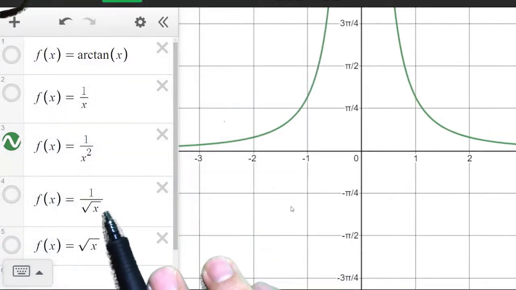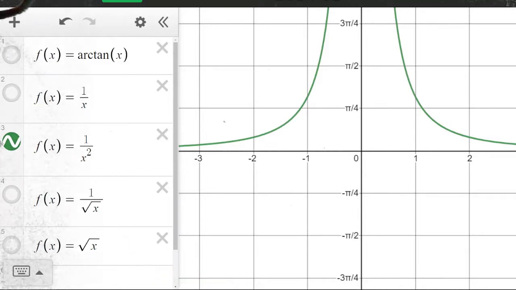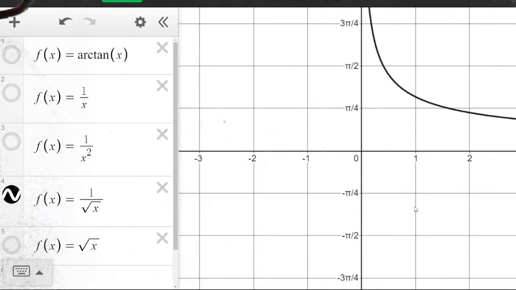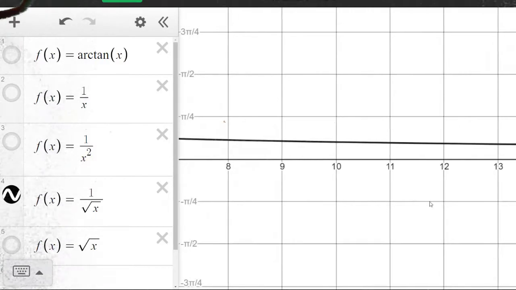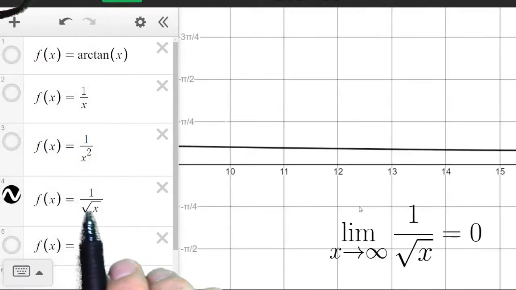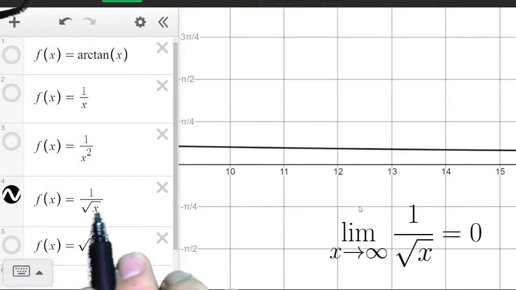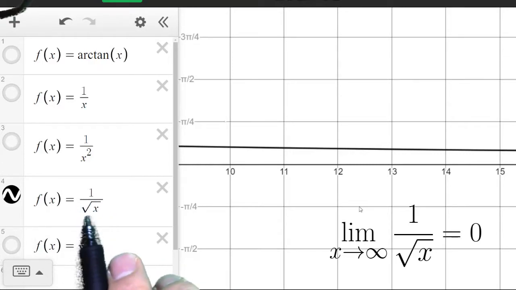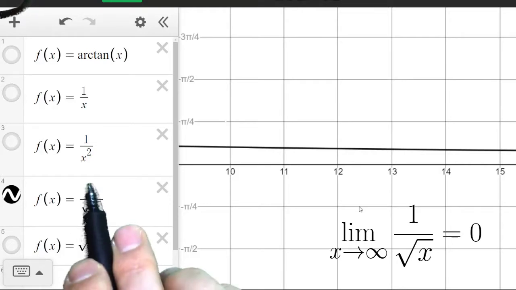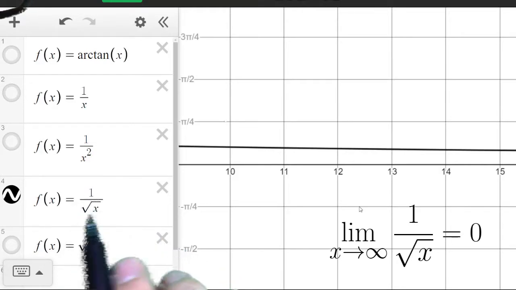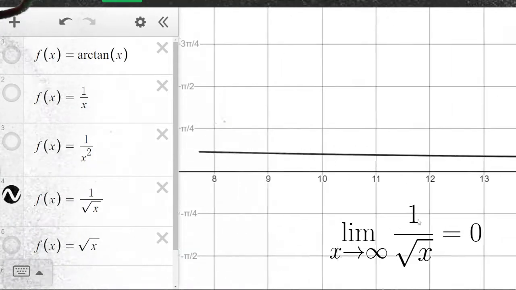What about 1 over root x? What do you think that would do? Well, it also goes to 0, right? Because the square root of x, as x goes to infinity, as x gets big, the square root of x is going to get big, right? It gets large. And if the denominator gets large, the fraction is going to get small, right?